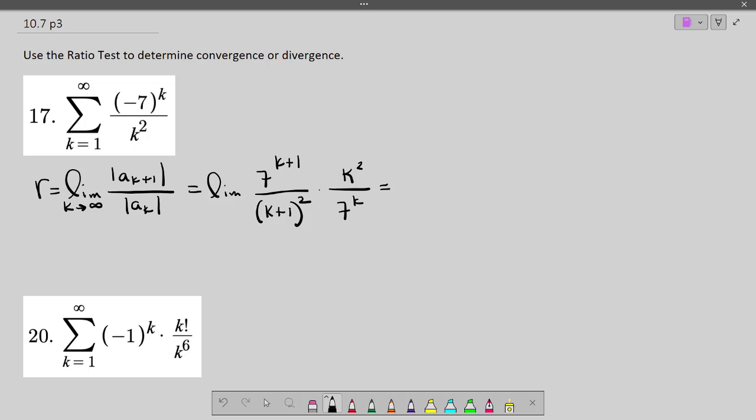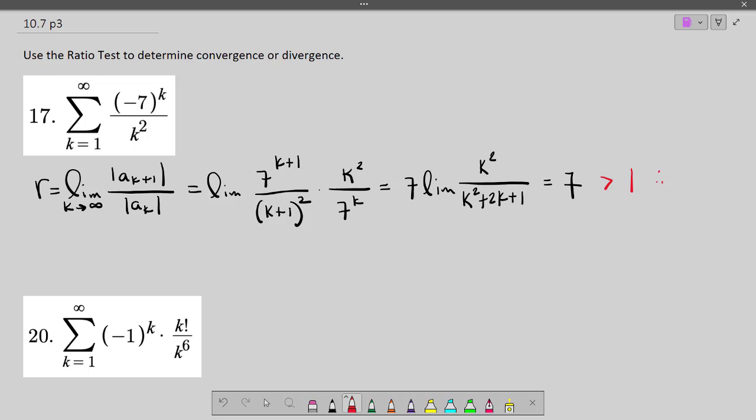And pretty obvious that we have one extra 7 up top. We can factor it out to the front. And then we have k squared divided by k squared plus 2k plus 1. And what is the limit of this ratio here? 1. So our overall limit is 7. We compare that to 1. That's bigger than 1. So converge or diverge? Diverge.